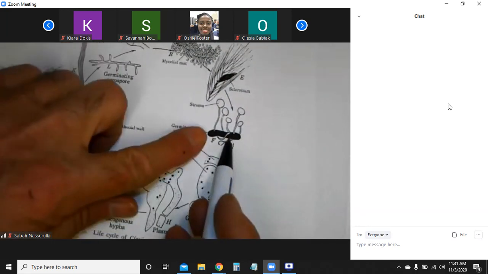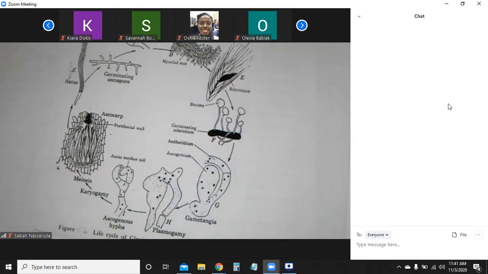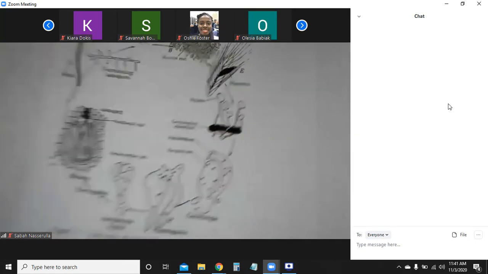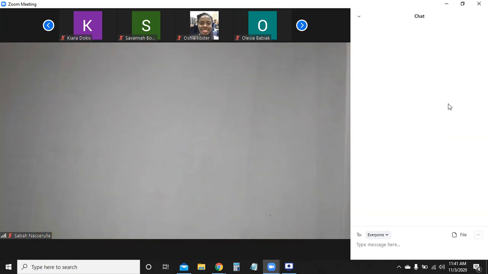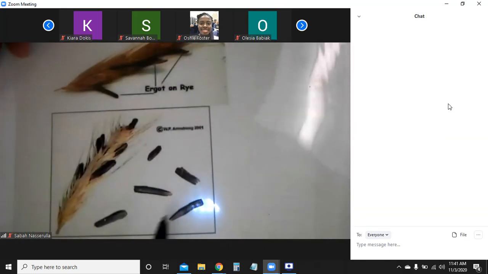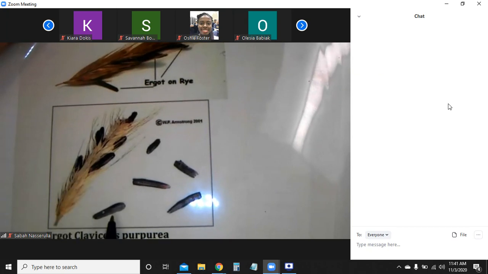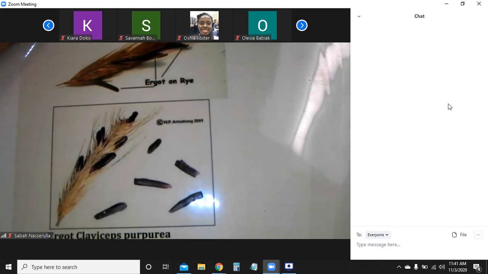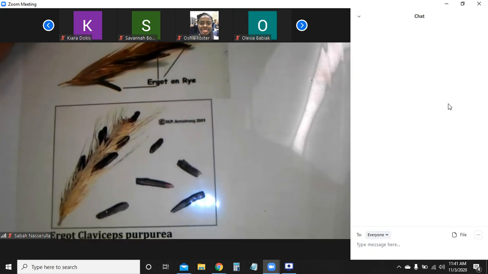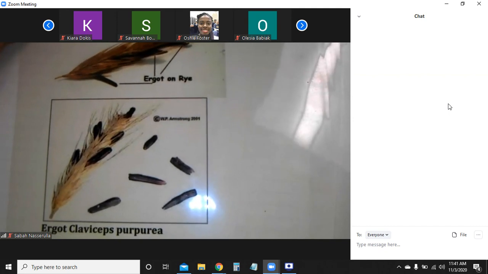Now this sclerotium is hard, and it looks like this one here. I don't know if I showed it to you last lecture. It looks like this in a color picture. That's how the ergot looks. But of course, it contains a high level of alkaloids and is very poisonous.